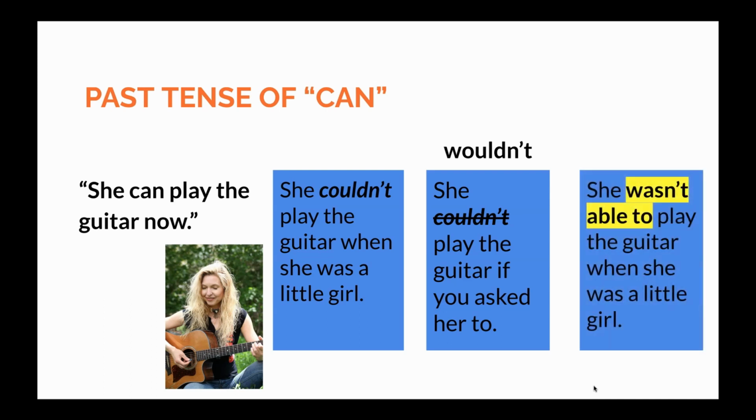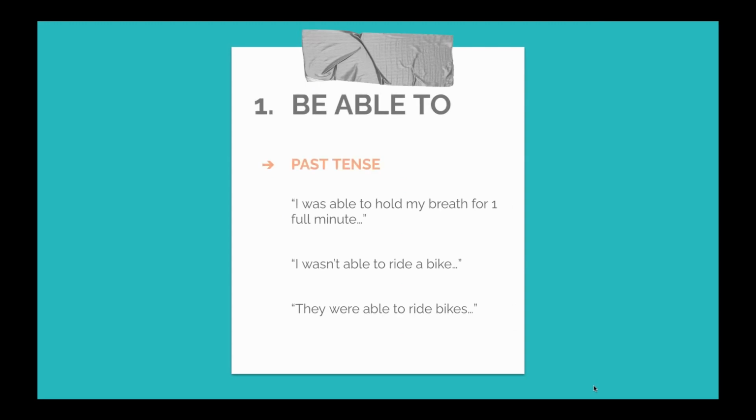Well, able to, as usual, is our best option. She wasn't able to play the guitar when she was a little girl. That's clearly past tense, no confusion there. So once again, affirmative, negative. If you're speaking in past, better go with able to. So what about the other tenses? Well, quick recap. Be able to is my recommendation for the past tense.